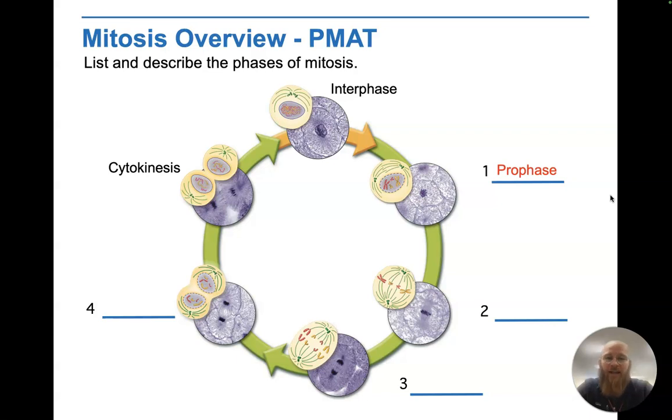After prophase, we go right into metaphase. Hopefully you remembered that. Metaphase, think M, middle. This is where we see all of those chromosomes, those copies, line up in the middle of the cell. Next phase is anaphase, and we remember that it starts with the letter A. This is where they move away or apart from each other.